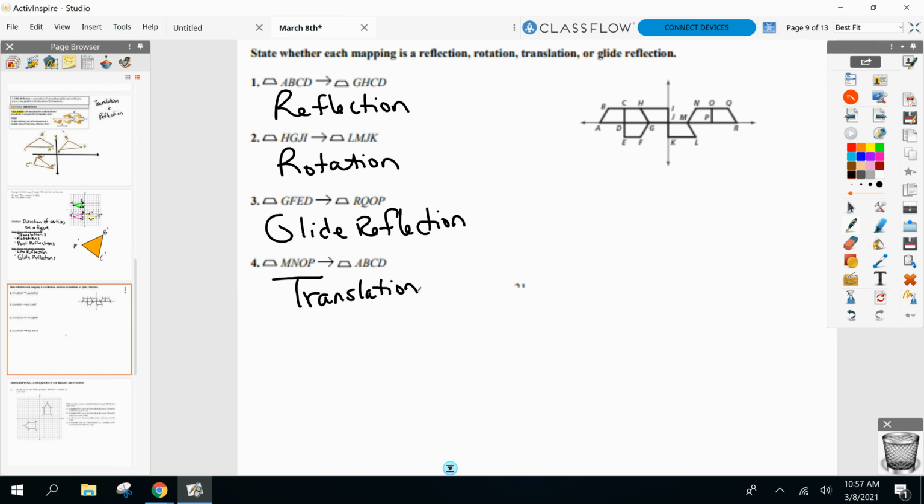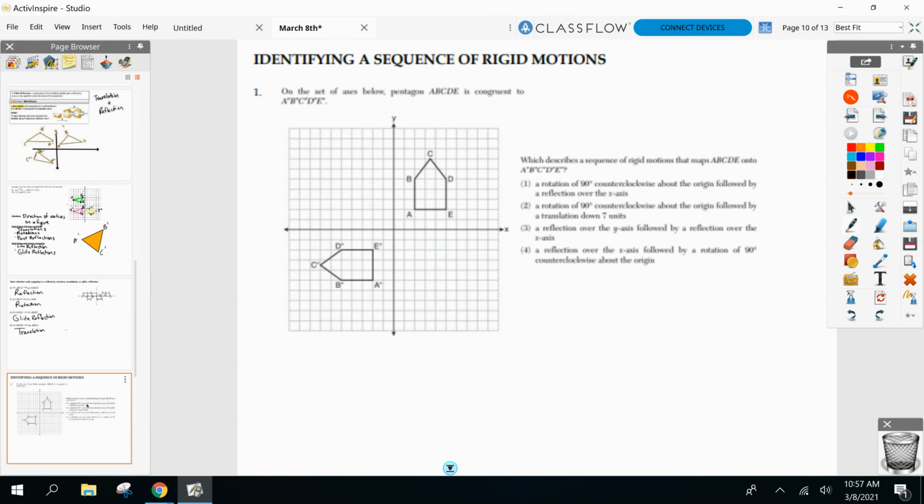Guys, all good? Because now really I'm going to go hands off. Here's where I need you to do pretty well in the second half of the unit. You tell me what happened. Okay? As you can see, I have pentagon ABCDE. I performed a sequence, meaning 2 or more, of transformations, and ended up with that double prime pentagon. What did I do? And you can see the first 4 choices.